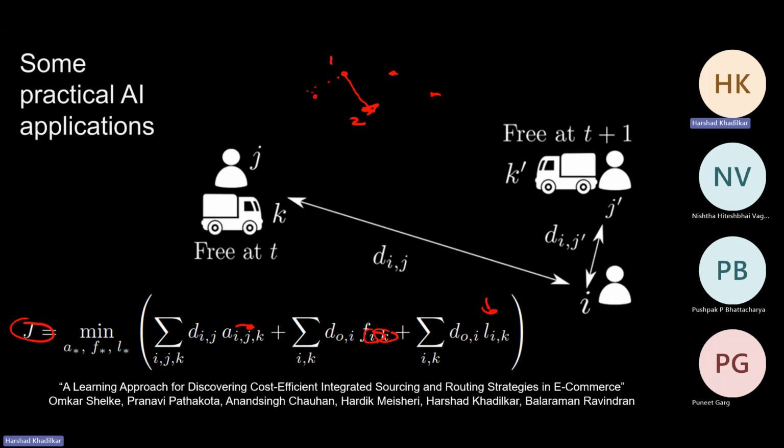So what are the decision variables here? In optimization, you will remember there's an objective function and there are decision variables. So what are the decision variables? They are already on the screen.